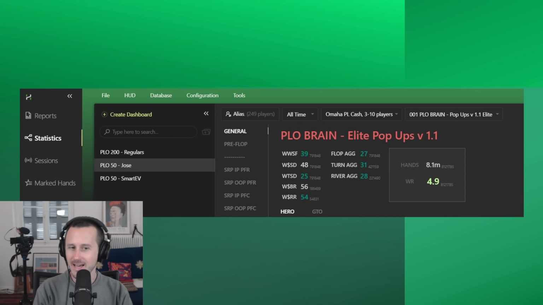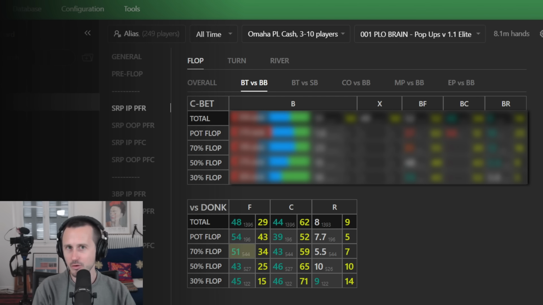Let's look deeper into that. What I did is I analyzed 8.1 million hands. This is a player pool of regulars at PLO 50. If you look into the sample size, it's 8.1 million hands exactly, and the win rate of these players is 4.9 big blinds per 100. So they have a good win rate. These are players at this stake who know what they're doing and who are winning players at least.